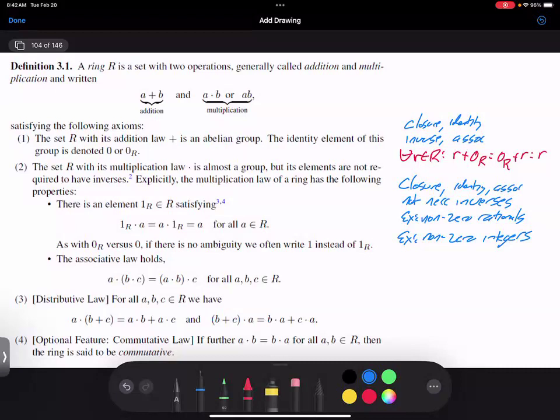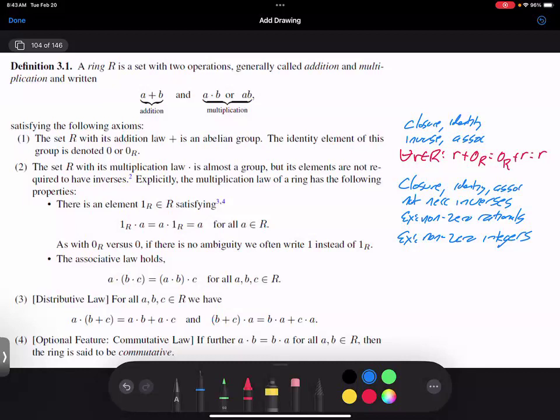We're not explicitly stating closure here, but because of the way the book defines multiplication, it takes elements of the set and returns an element of the set. The definition of multiplication forces it to be closed. So that's why they're not isolating closure explicitly here. It is closed. The next is we have the distributive law. For all a, b, and c in R, a times (b plus c) is a times b plus a times c. And similarly in the other direction.